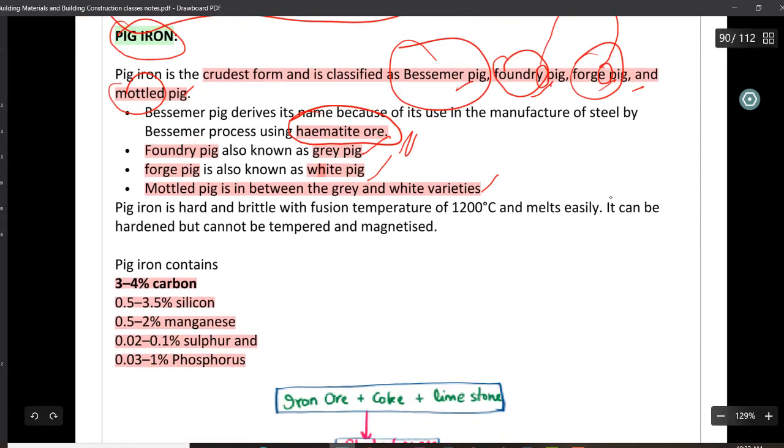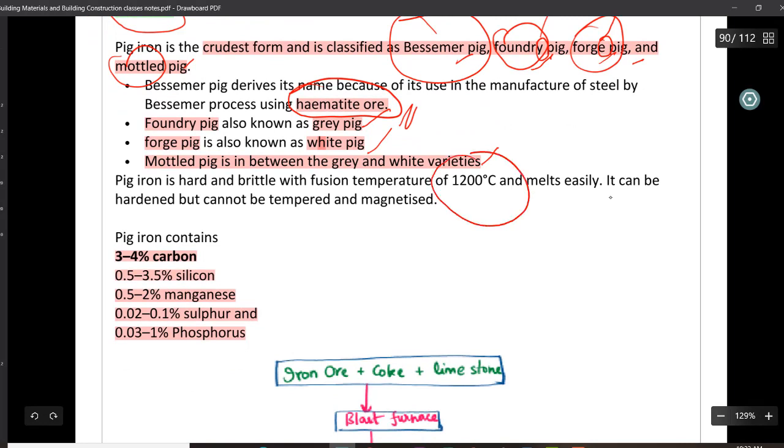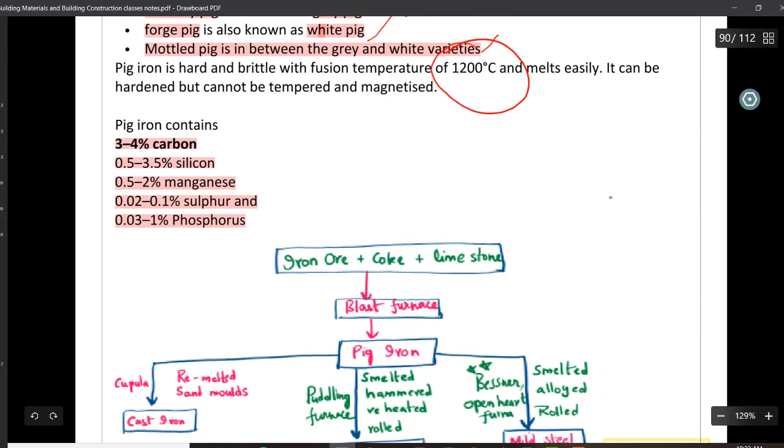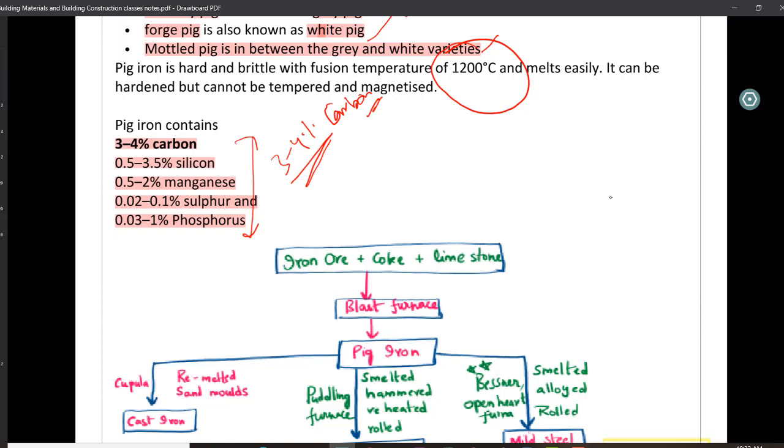It is the very crudest form. So we are heating it to 1200 degrees centigrade and allowing it to be fused and we will be getting our pig iron. Okay, obviously it will have impurities. You can see the impurities. Carbon content सबसे ज्यादा रहता है. If carbon content is more, obviously what will happen? The brittleness will be more. So carbon content is almost 3 to 4% in this iron. Even though it is iron, it has certain impurities. 3 to 4% carbon है, 0.5 to 3.5% silicon है, 0.5 to 2% manganese है, 0.02 to 0.1% sulfur, and we also have small amount of phosphorus.